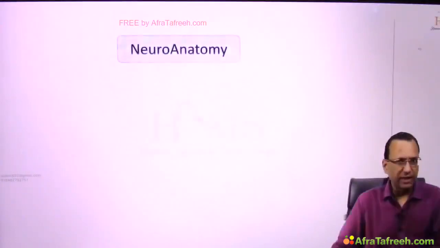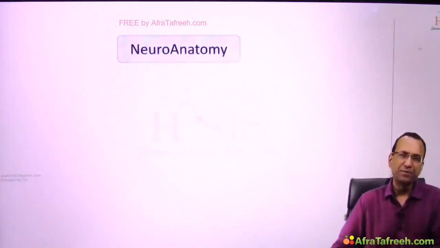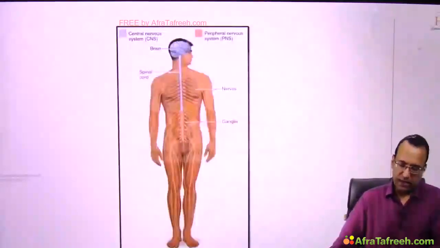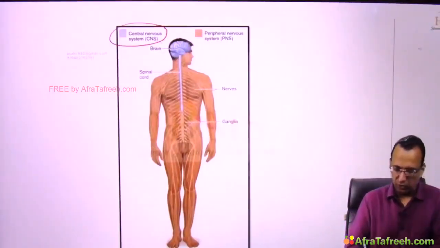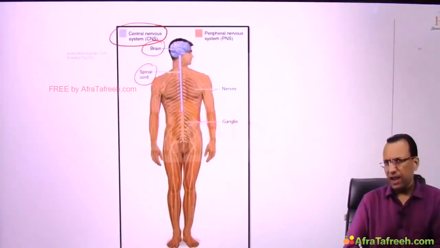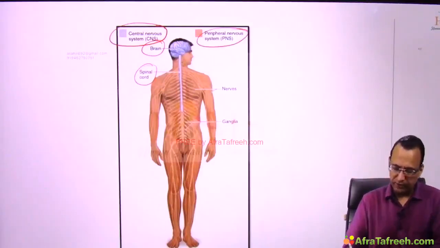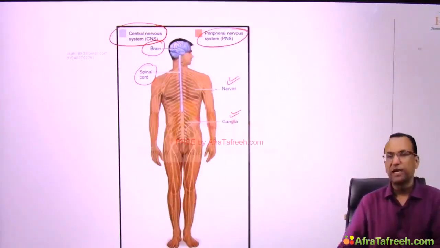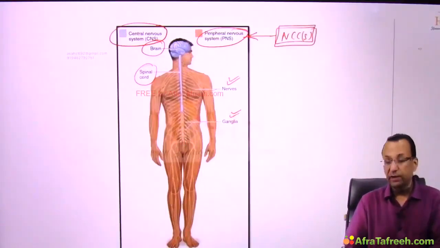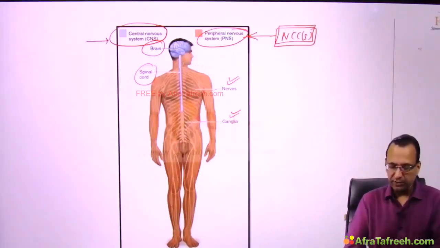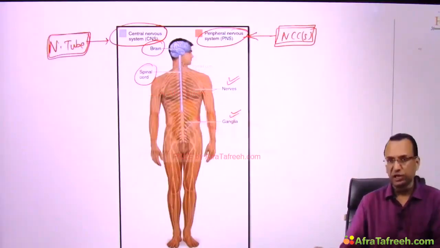Beginning on the section of neuroanatomy, let us first look at the organization of the nervous system. There will be a central nervous system, which includes the brain and spinal cord, and then there is a peripheral nervous system, which includes the nerves and the ganglia. The peripheral nervous system is embryologically contributed by the neural crest cells, though not entirely. And the central nervous system is contributed by the neural tube.